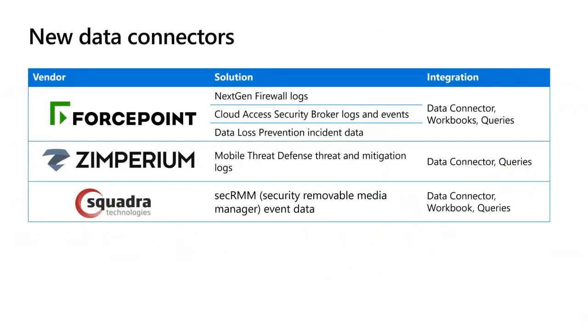Okay, as we talk about how to easily ingest data from across that estate, data connectors are important for a variety of third-party security products and services, and we're constantly adding new data connectors to help support that. We had a couple that we announced at RSA. First is Forcepoint, and there are actually three new connectors that are available for them: one for their next-gen firewall log data, one for their Cloud Access Security Broker solution, which brings in logs and events, and another for their data loss prevention solution, which is pulling in incident or alert data. And that includes connectors and workbooks and queries as part of that integration.